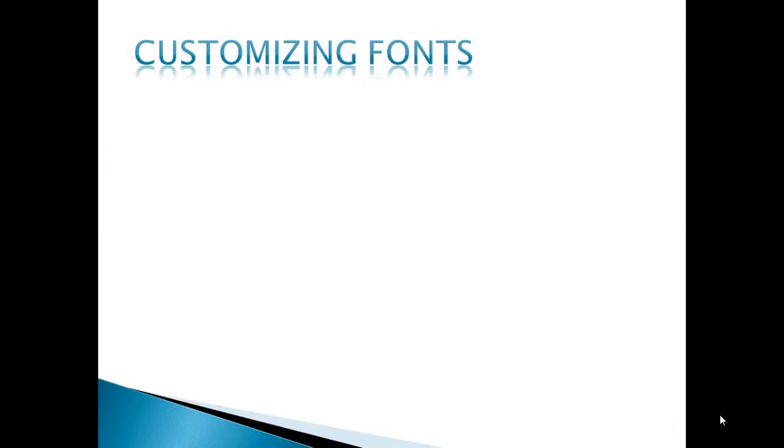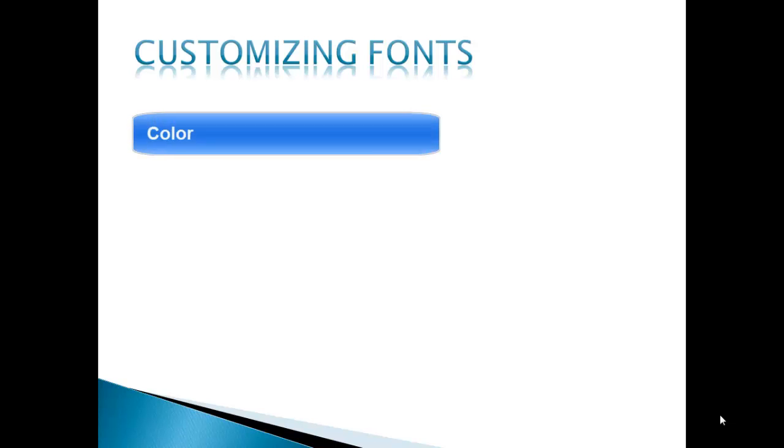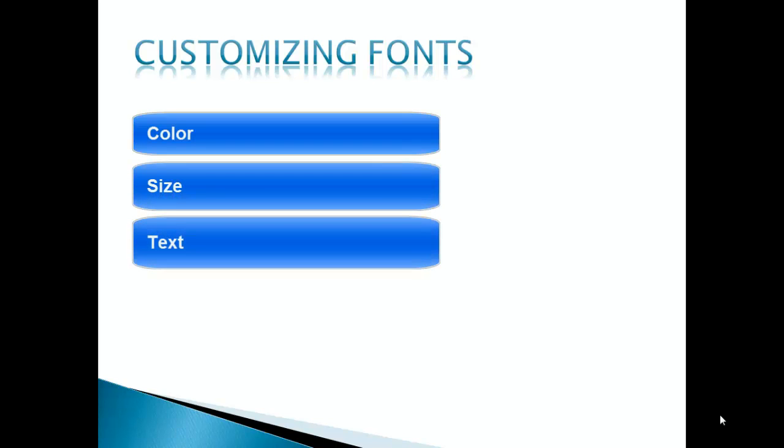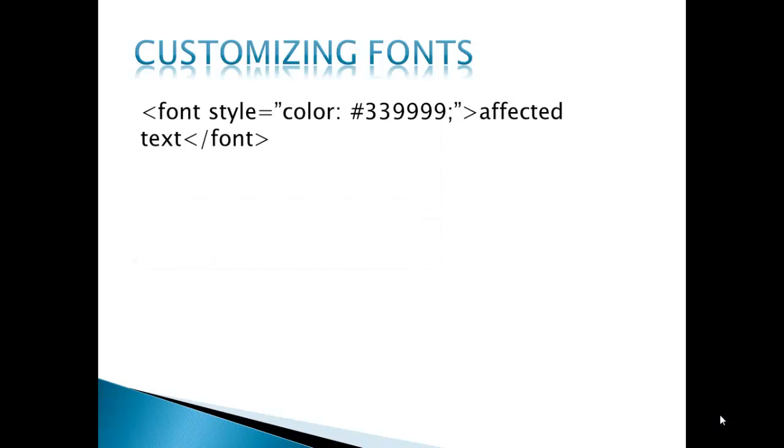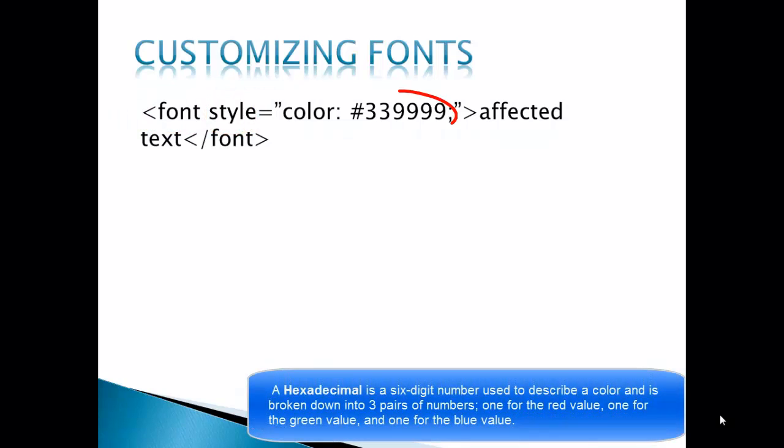Customizing fonts. In addition to changing a font family, the font and base font tags also allow you to change the color, size, and text on a page. By applying the color style and specifying a color code value, you can change the color of a font so that it's something other than black. In this example, if you use the font tag followed by the style attribute, we can change the color using the hexacode number 339999 to get a teal font effect.